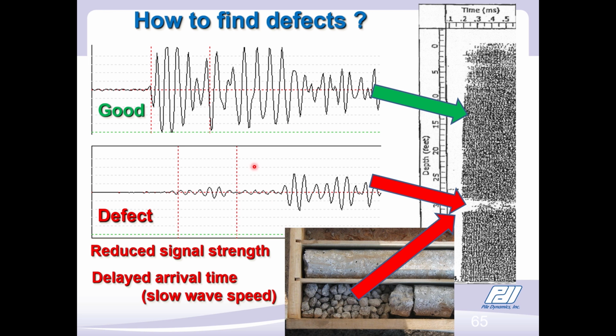So how do we find a defect in a shaft? We could look at the waterfall diagram. We can look at any individual depth in that. And if we see a good signal strength and an early arrival time, that indicates that we have good quality concrete. By contrast, if we have a very weak signal and a delayed arrival time, that corresponds to one of these white spaces in the waterfall diagram, or a defect. So they're relatively easy to find.